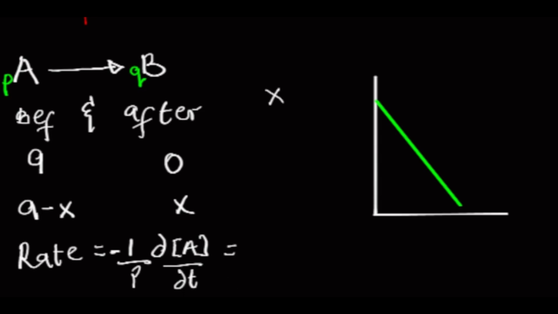Then this is going to be equal. If I'm writing the rate expression with respect to the product, I'm going to have positive 1 over Q, right? Then multiplied by the change in the concentration of B, divided by change in time.